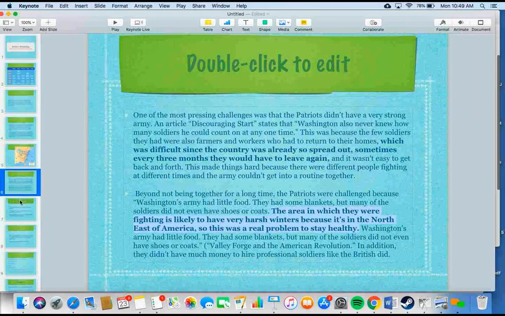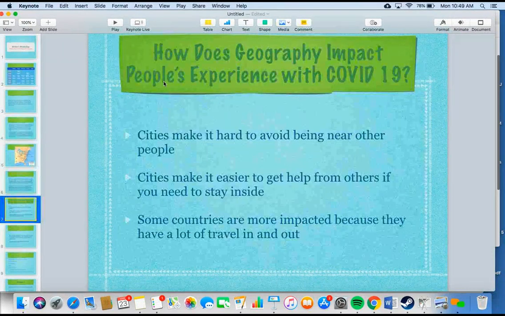So when we think about that for our COVID articles, this morning we talked with some of your classmates about how geography impacts people's experience with COVID-19. And some of the examples we came up with were that cities make it harder to avoid being near other people. Cities make it easier to get help from others if you need to stay inside. Some countries are more impacted because they have a lot of travel in and out. And we actually added a lot of other ideas.